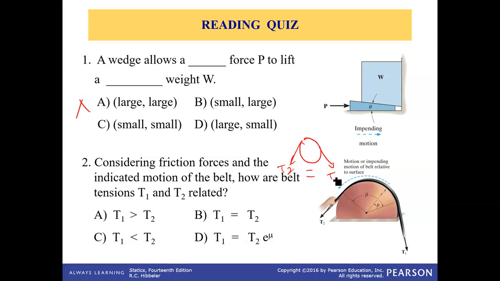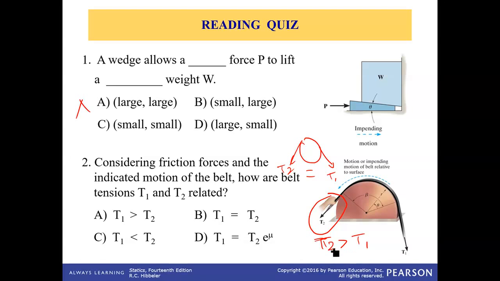So T1 is not equal to T2. How do we calculate the correct equation in this problem? In this case, the force is applied at T2. When force is applied, that results in rotation of the pulley, or the motion or impending motion of the belt relative to the surface of the pulley is in the counterclockwise direction. So T2 is greater than T1.